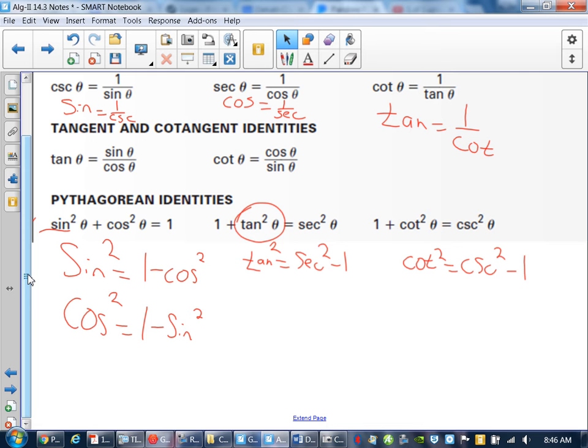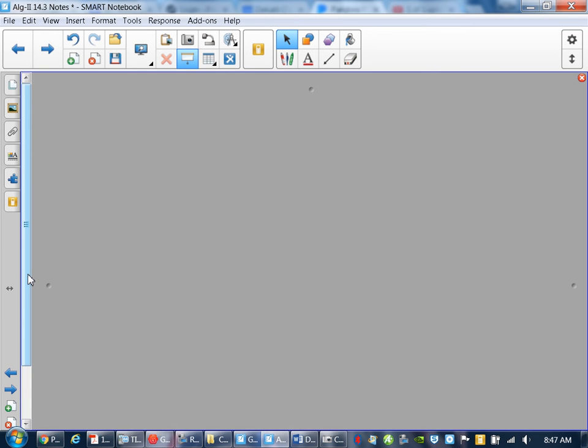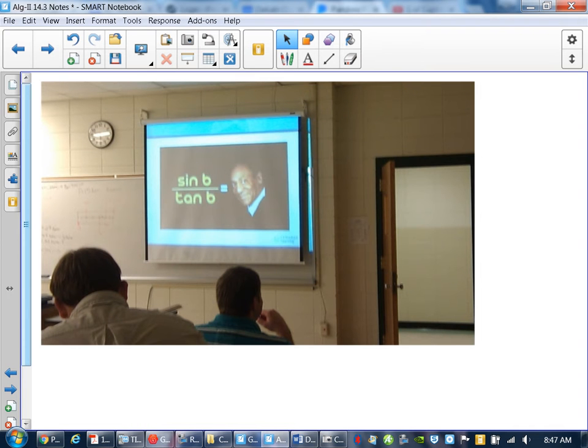Sine squared. I don't know how well I can see that.